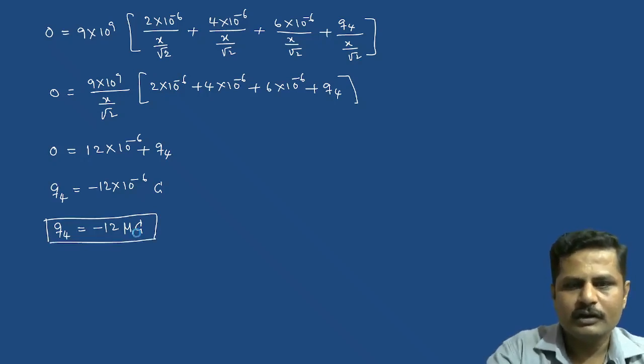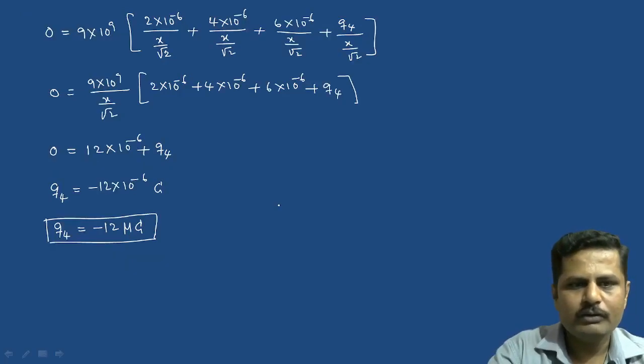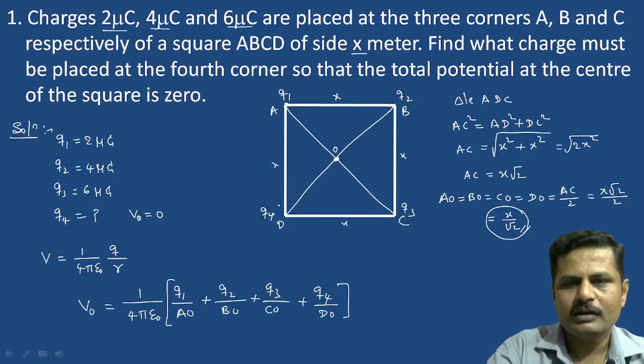This much amount of charge must be placed at the fourth corner. At the fourth corner, that is at D, we need to place minus 12 into 10 raised to minus 6, that is minus 12 microcoulomb, to make the total electric potential at the center of the square 0.